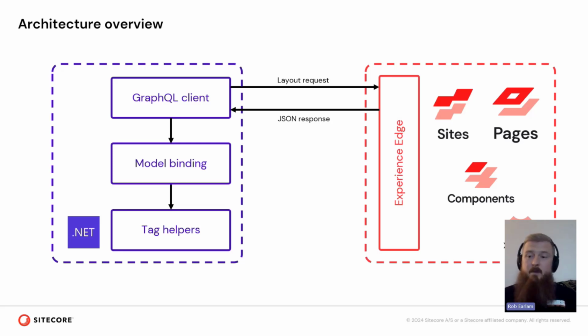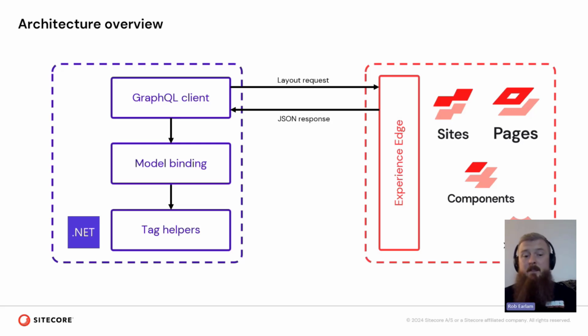So when you select a route that is selected to be managed by Sitecore, the GraphQL client will make a layout request to Edge, and then that receives the full layout for that page in basically a giant wall of JSON that gets returned back from Edge. We then take that JSON response, and that's passed through our model binding layer, and that converts all that JSON into strongly typed C# objects.